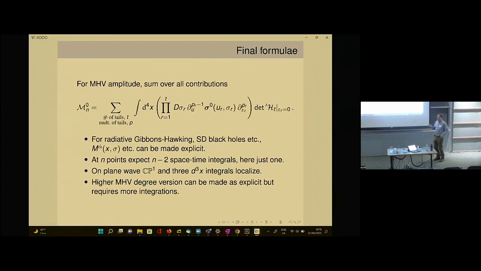One minute left, okay. At n points, you expect n-2 space-time integrals. Here, there's just one. And in the case of a plane wave, I mean, one d4x, but on a plane wave, all of these integrals but one actually localize.